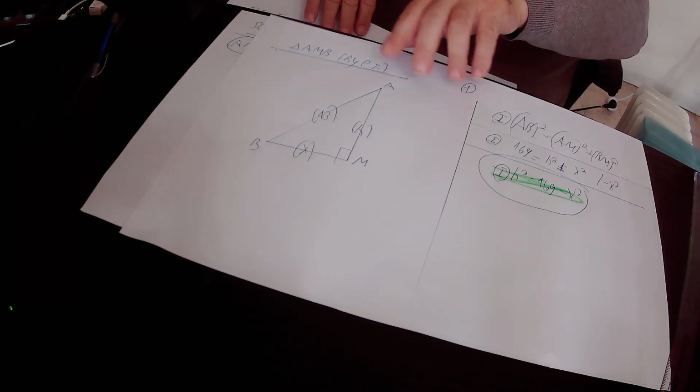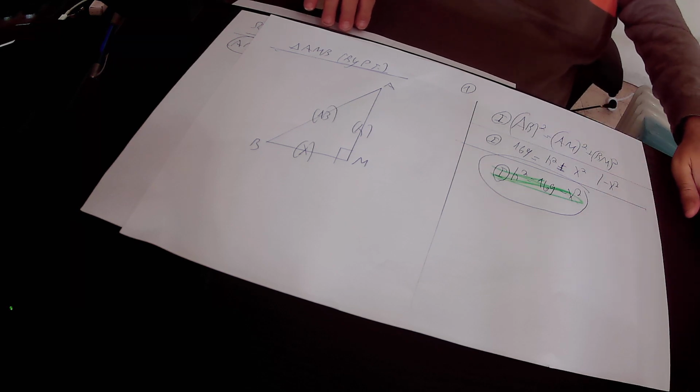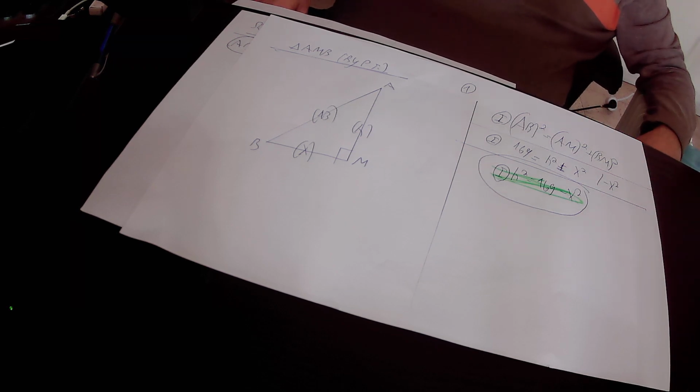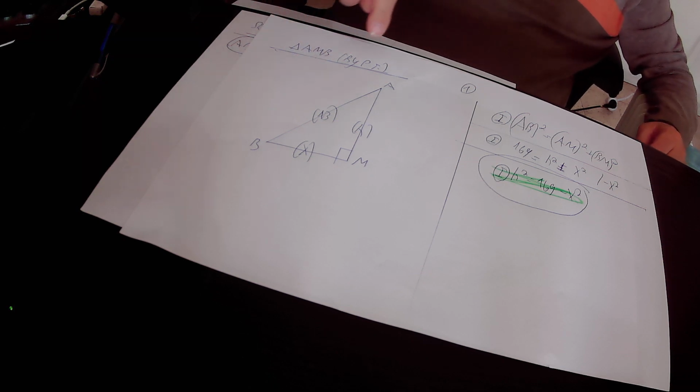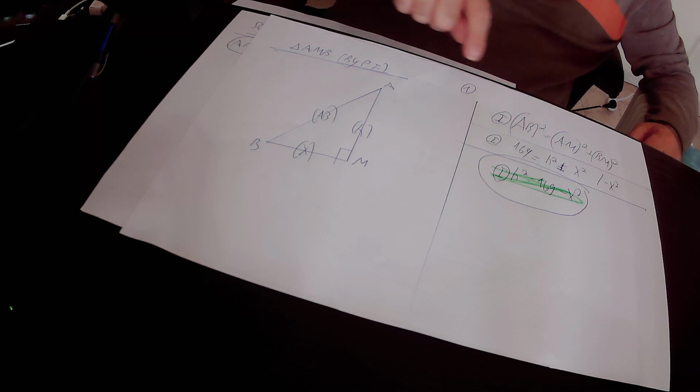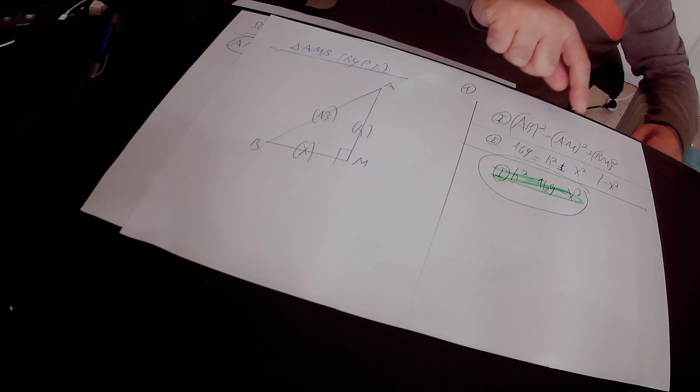So this is the right triangle A and B that I copied from the original drawing. According to the Pythagoras theorem, in this right triangle A and B, AB square equals AM square plus BM square. AB is 13, therefore AB square is 13 square, that is 169, and it equals AM square. AM is 8, therefore AM square is 8 square, plus BM square. BM is X, therefore BM square is X square.